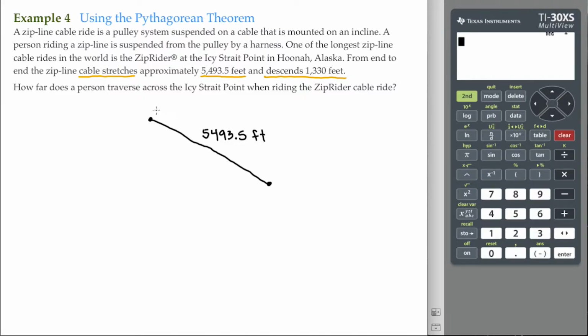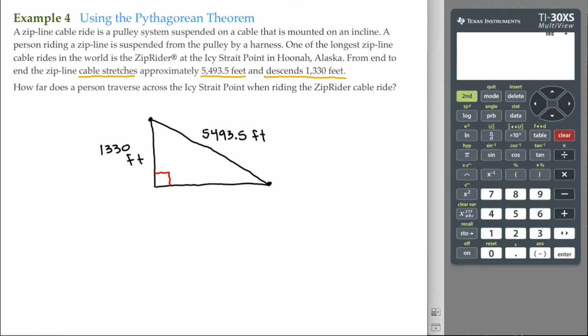And of course, as it stretches the 5,493.5 feet, it's also declining, it's also descending. And that descent is 1,330 feet. So that's probably what's occurring. And then, of course, we want to know how far it traverses across the Icy Strait Point. So we're probably looking for this measurement here. And as we observe that right away, that makes our right triangle.